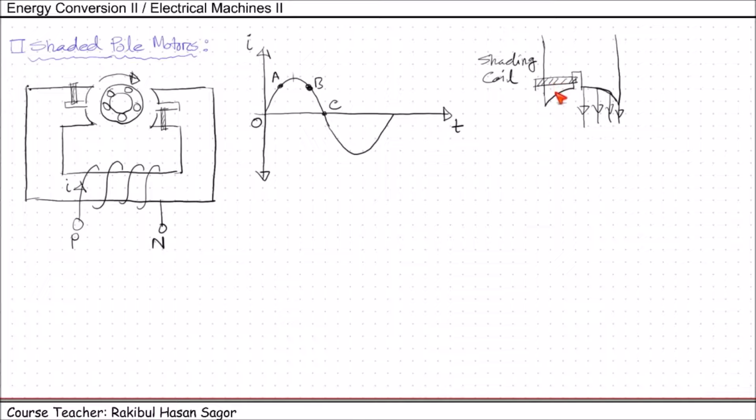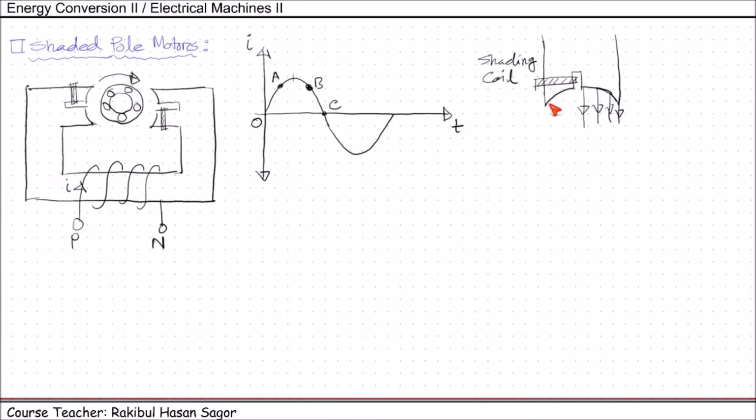So the resulting current in the shading coil will be in such a direction so as to oppose the change in flux. If we consider this as the secondary side, this current in the secondary side will tend to oppose the original current according to Lenz's law. So the flux in this side, in the shaded side, due to the shading coil, when current moves from O to A, that means there is a high rate of change in the current, it will oppose that change.